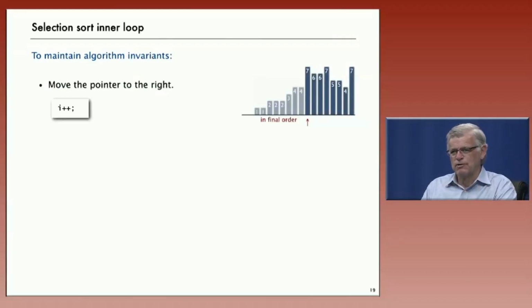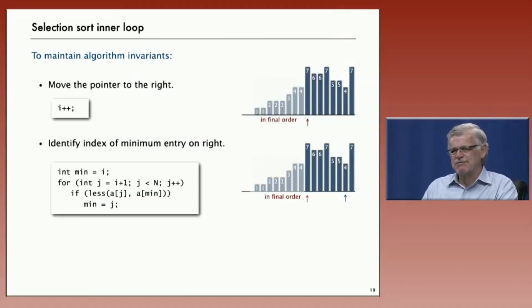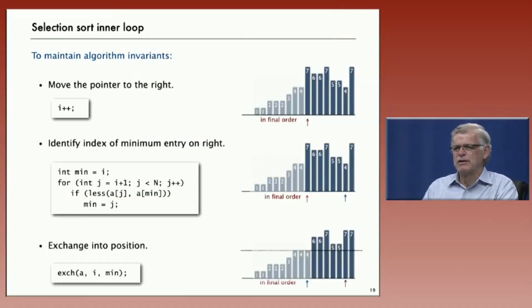So to move the pointer to the right, we increment I. So now the invariant might be violated, so we have to fix it. It might be violated because you might have an element to the right of the pointer that is smaller than the element on the pointer. So what we have to do is identify the index of that minimum entry and exchange it. Then once we've exchanged it, again, we've preserved our invariant. After that point, no element to the left of the pointer is going to change, and there's no smaller element to the right.